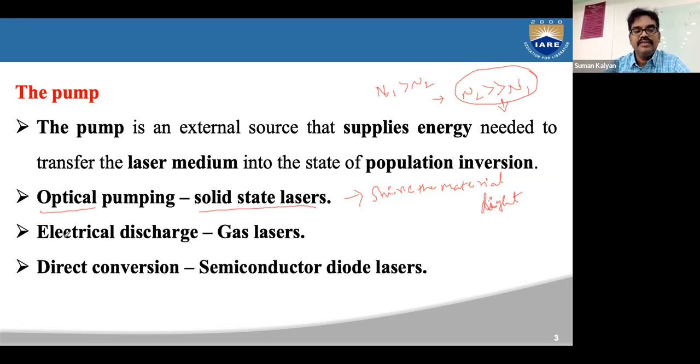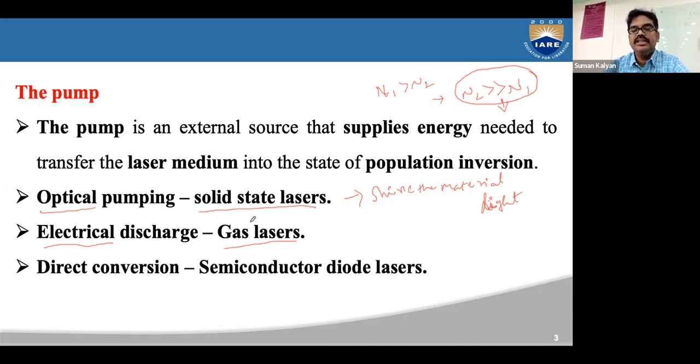The second method is electrical discharge. Electrical discharge is sending electricity into the active medium, but we have to make sure that this electricity does not destroy the lasing medium itself. That's why this electric discharge method is usually used in gas lasers, in electric discharge tubes.